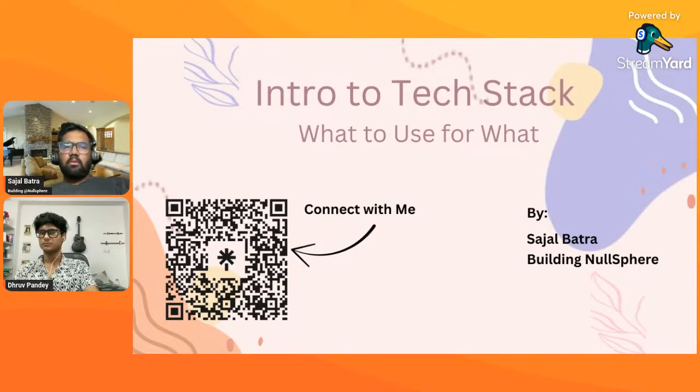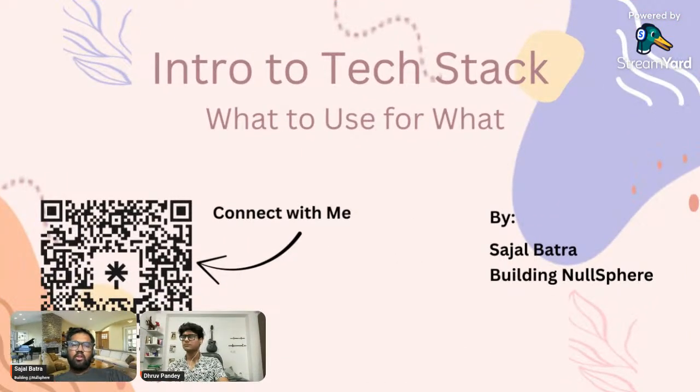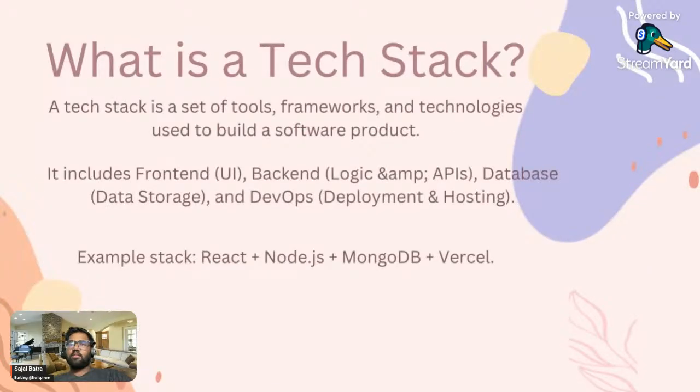So today we will be talking about tech stacks and what you can use for what. So a little bit, what's a tech stack? Everyone knows tech stack is all about the tools, frameworks, technologies that we use to build a software product. Like you must have seen everyone use React.js for the front end, Node.js for the back end, and MongoDB as a database, and they deploy it on Vercel. That's the basic tech stack everyone is using right now in the market.